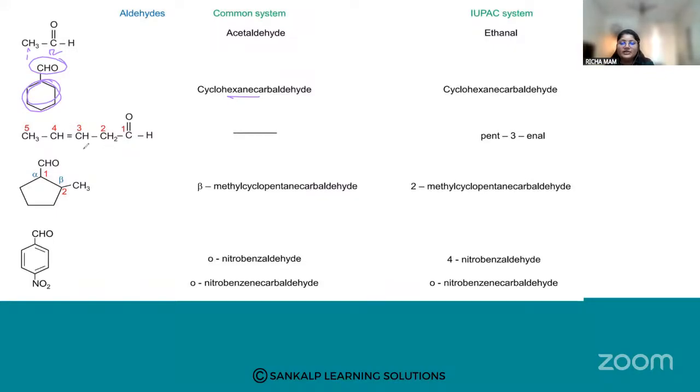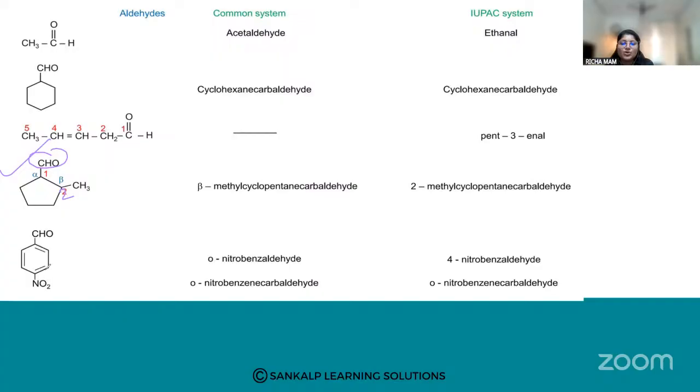Then with respect to this compound, your carbonyl group should get the least number. So we have numbered it 1, 2, 3, 4, 5. So it is pent. Then at 3 position you have ene, and al, which is the suffix of the aldehyde. So pent-3-en-al. Then the next compound: with respect to your aldehyde, first and second position. At beta you have methyl and you have a cyclopentane carbaldehyde. With respect to IUPAC, you have to name it as 2-methyl cyclopentane carbaldehyde.